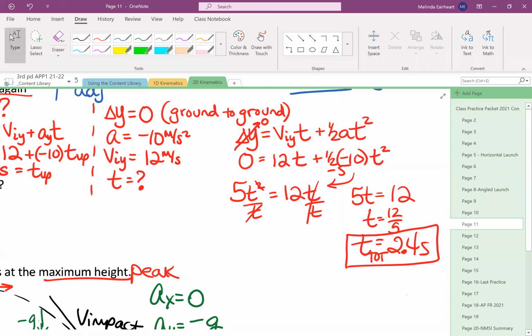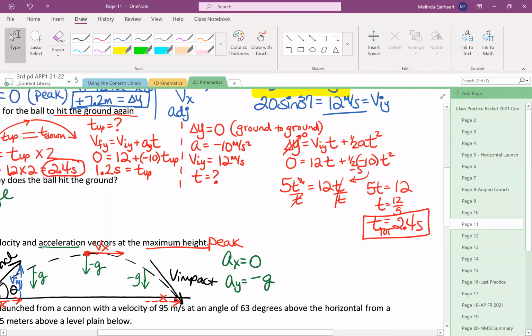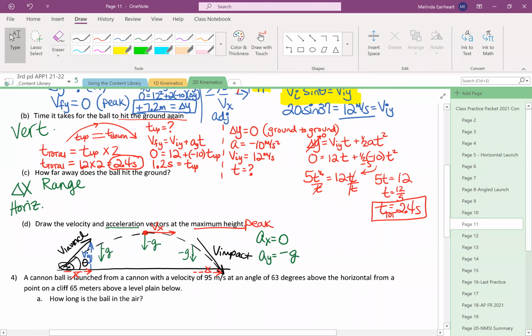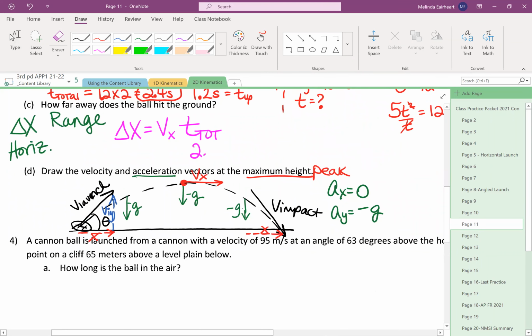All right, one more. I think we can do it. How far away does the ball hit the ground? AKA range, horizontal. It's just that horizontal velocity times time. And to hit the ground, that's a total time, right? We don't want half the range. And so that total time we now know is 2.4. What do we put in for the horizontal velocity? 20?